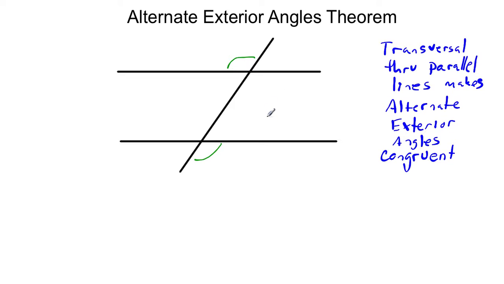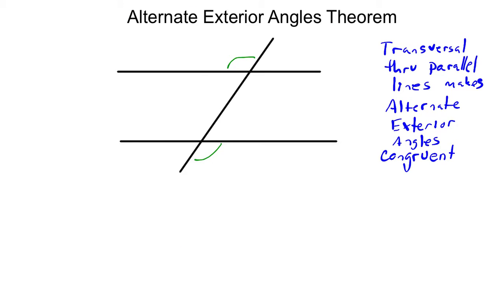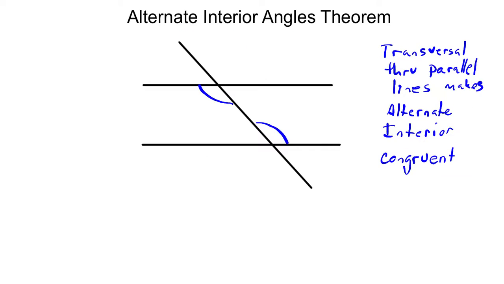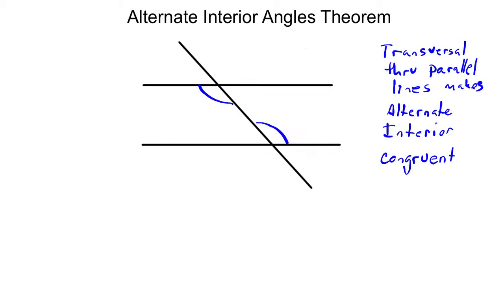We can play around with this and see why that is, using all these different rules and looking at consecutive angles. And then we also have the perpendicular transversal theorem, which may be the last one. So just to recap, alternate exterior, alternate interior, corresponding angles are all going to be congruent when a transversal cuts through two parallel lines.